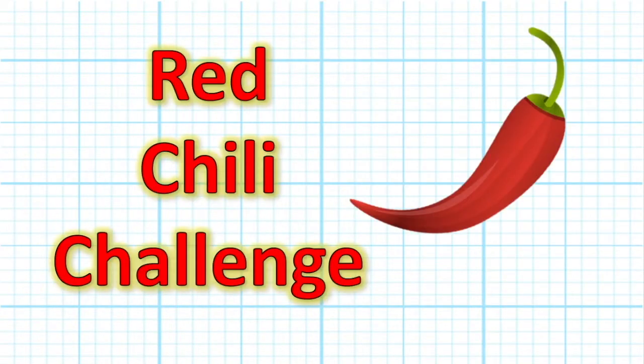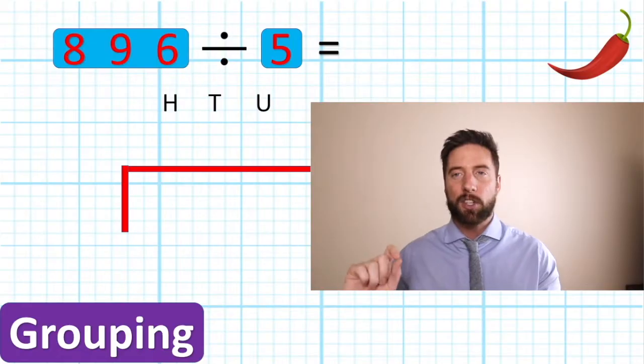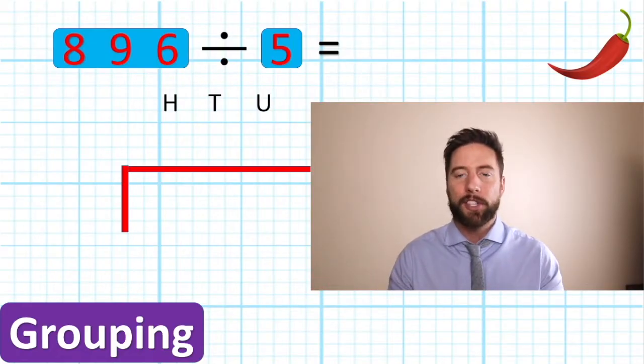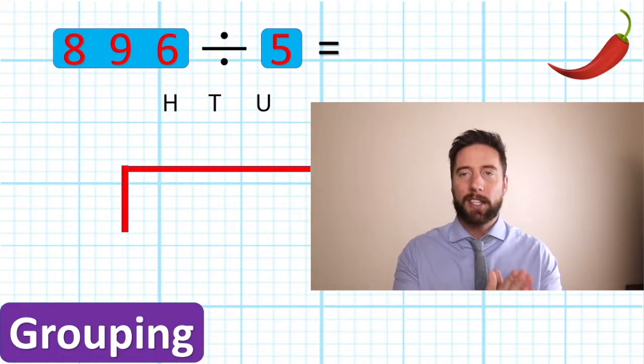Okay, let's have a look where this can go. Let's have a look at a red chili challenge because they're not always going to be as easy as that. We could get complications as we're going to see now, okay? Let's have a look at 896 divided by 5. We're going to put our hundreds, tens and units up there just for our own understanding, but we're going to start in the same way.